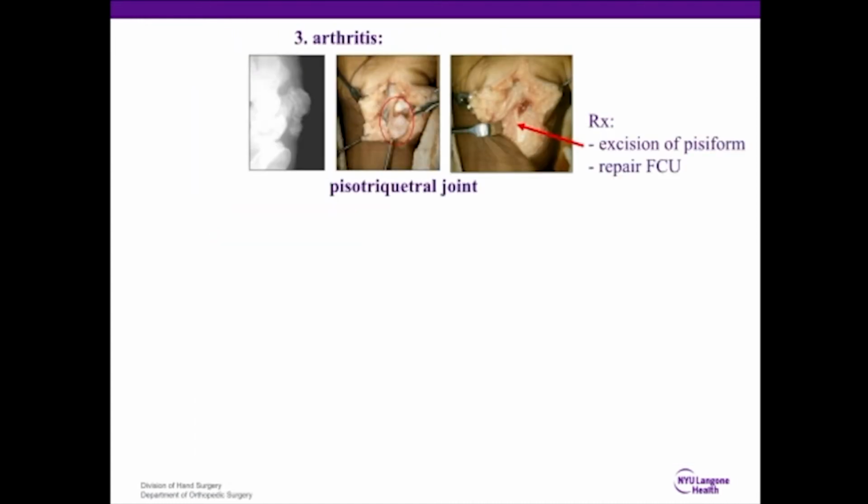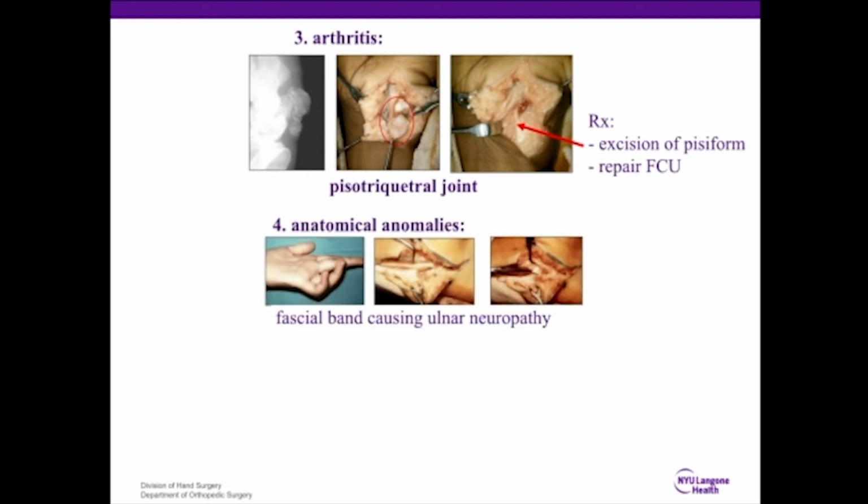You can have arthritis in the pisotriquetral joint, causing irritation of the ulnar nerve. And an excellent operation for this is to excise the pisiform. By splitting the FCU at its insertion on the pisiform and peeling it off, it's very easy to repair that muscle so you don't lose any of its function. Sometimes there are anatomical abnormalities, including fascial bands, that cause it.